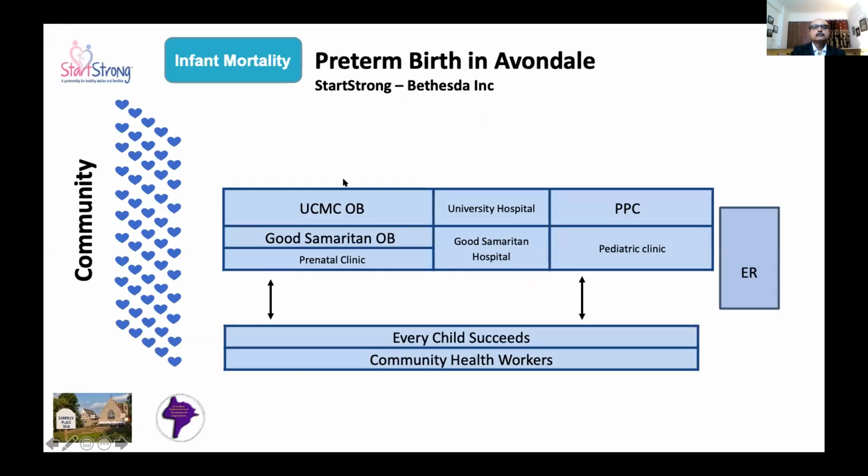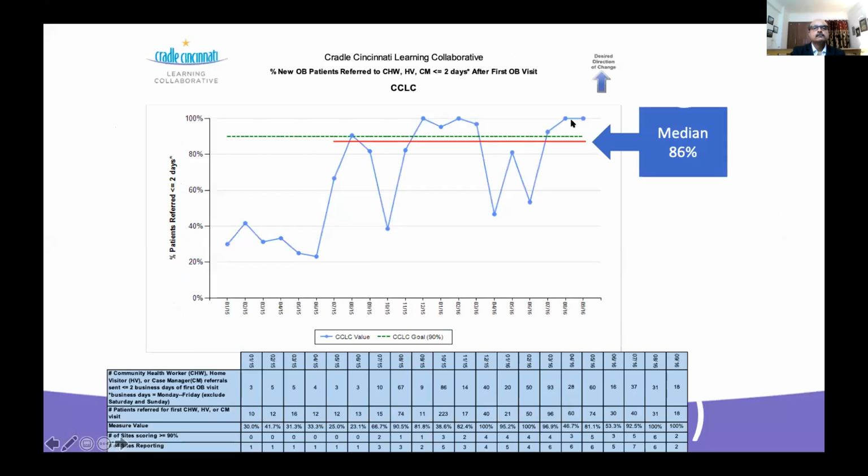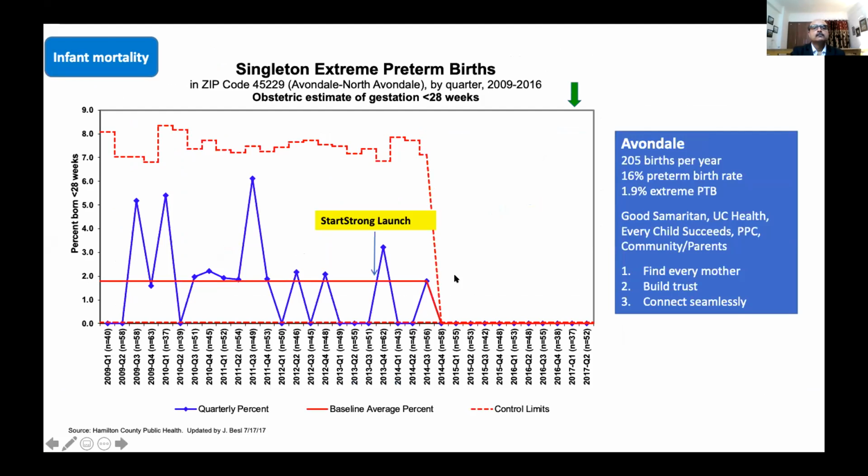And in that case, using the hospitals and the systems that we work with in the primary care clinics, along with the community health workers that visit the homes in Every Child Succeeds, a program that also does home visiting, addressing housing solutions, partner violence, where women are subjected to violence, public benefits and mental health service. We build a collaborative, an improvement collaborative across the community, across all of the hospitals in the community, the home visits and the nursing homes. And we were able to show and sustain significant reduction.